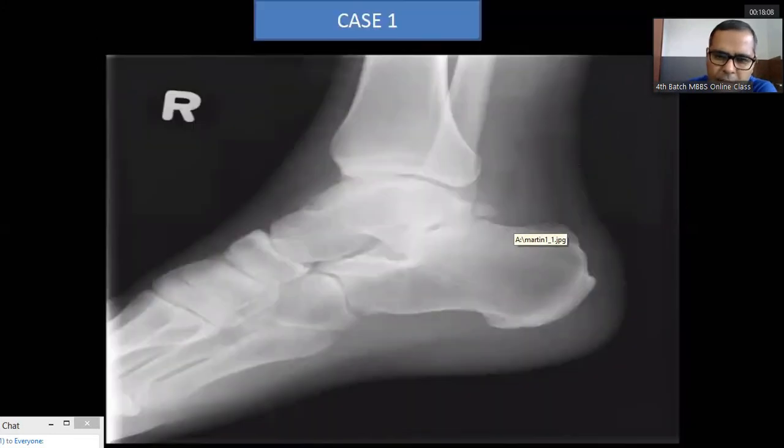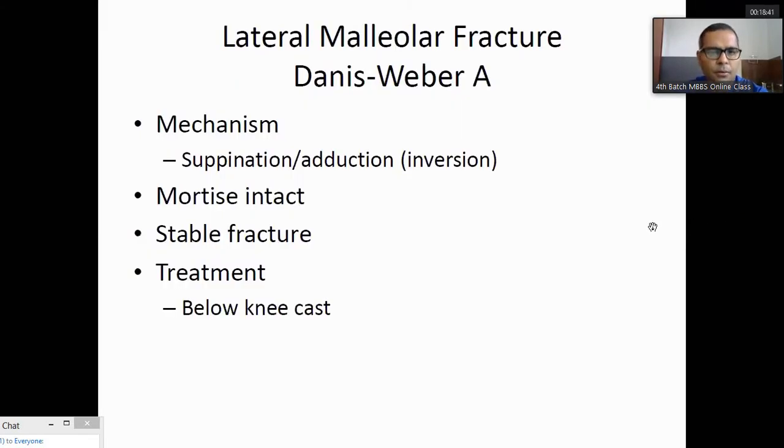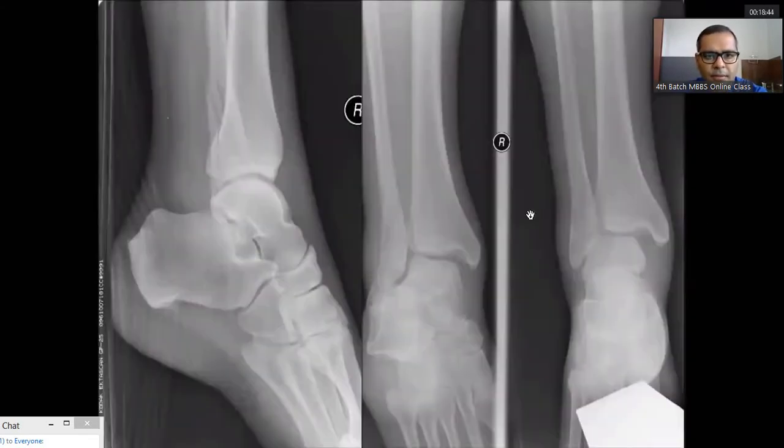In the same patient, this is the lateral view, and in the AP view, you can see there is a fracture of the lateral malleolus below the level of the ankle joint, below the syndesmosis. This is the Mortise view, not very clear, so we cannot appreciate much, but in the AP view you can see the fracture. These are amenable to slab and conservative management. It does not require any fixation. So we have already dealt with this, Danis Weber A.